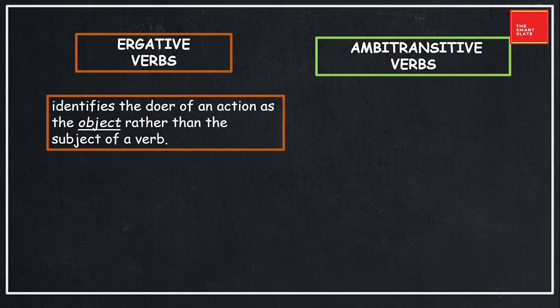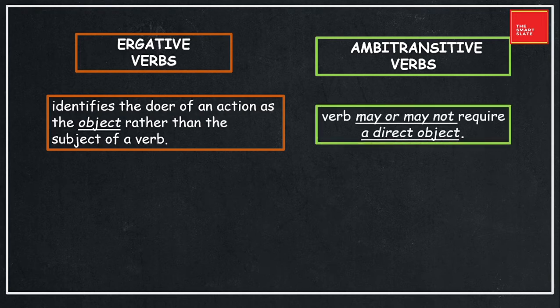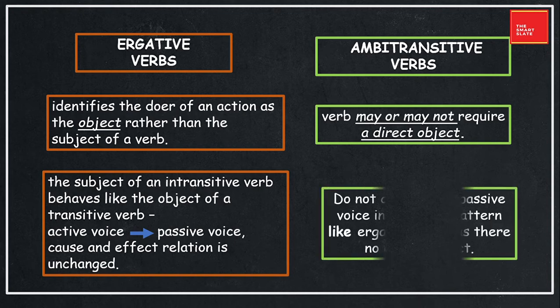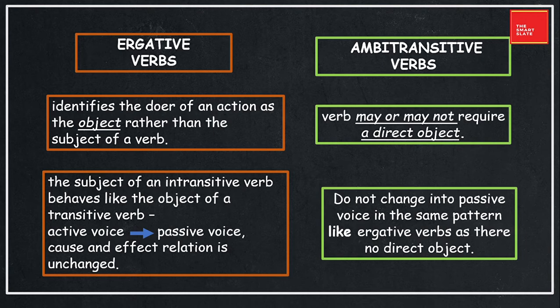Ergative verbs identify the doer of an action as the object rather than the subject of a verb, whereas ambitransitive verbs may or may not require a direct object. The subject of an intransitive verb behaves like the object of a transitive verb. That is, when you change the voice from active into passive voice, the cause and effect relation is still unchanged. It is not possible in case of ambitransitive verbs because you do not have a direct object. At times you may have, but at times you do not have. So usually in ambitransitive verbs, the change of voice is not possible.